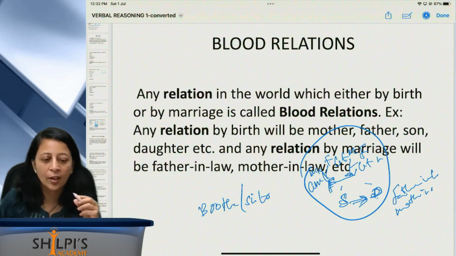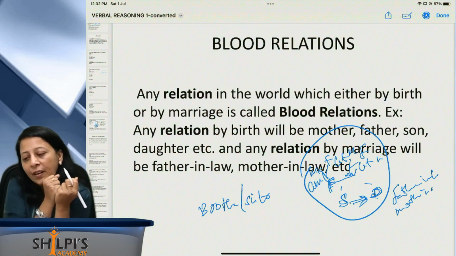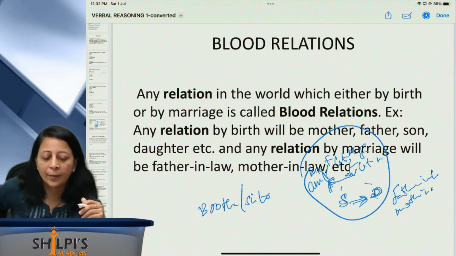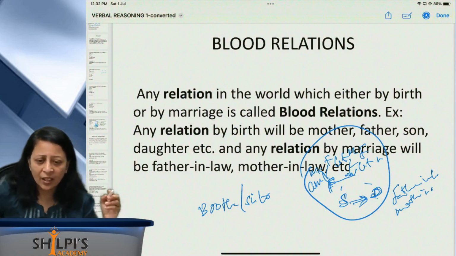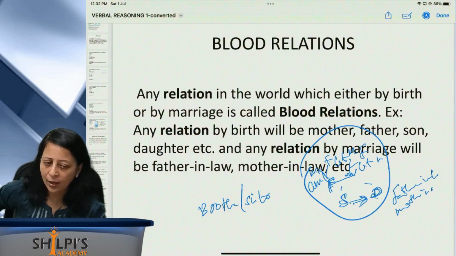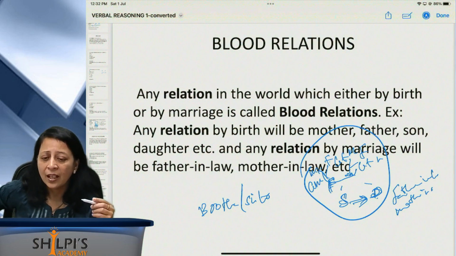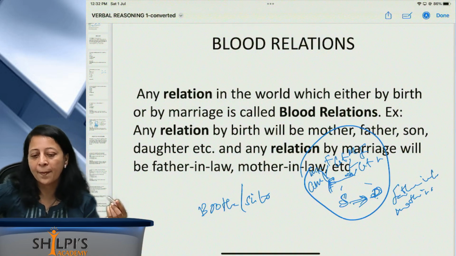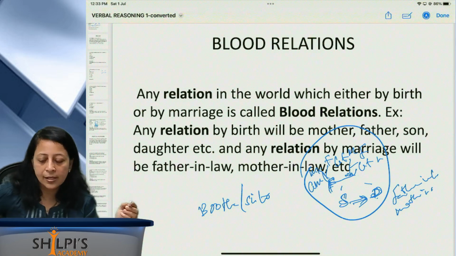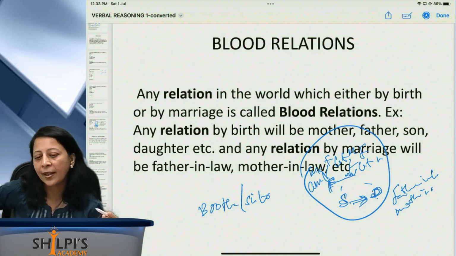So all these are your blood relations. They are all related to you by blood. Okay. Any relation in the world, either by birth or by marriage, is called a blood relation. Most of the relationships happen after marriage also for us. For example, all these in-laws, father-in-law, mother-in-law, sister-in-law, all of these happen by marriage.